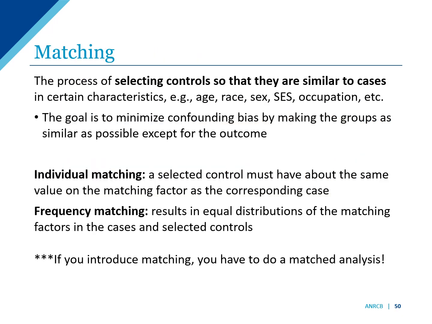Matching is a way of selecting controls so that they are similar to cases, and this minimizes confounding by making the groups as similar as possible except for the outcome. You can do this by selecting controls that match individual cases on matching factors, or by matching the proportion of controls with some set of factors with a proportion of cases with those factors. If you introduce matching, you do have to do a matched analysis.